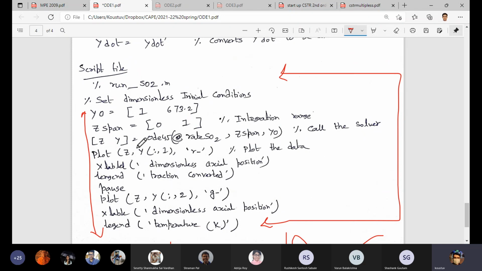y, where y is basically a column vector, sorry, row vector, where temperature and conversions are there, and based on this we are able to plot the data. So practice this. This will be required not only for your exam, but in the term project that you will be doing, with one or two particular case studies. They have to be considered, and you have to solve them using MATLAB.